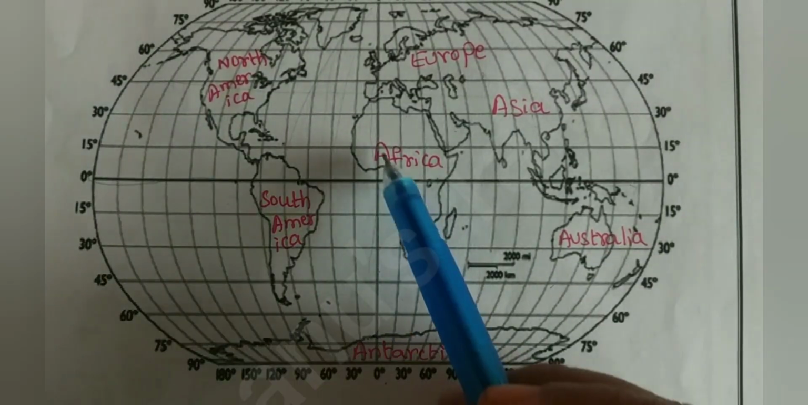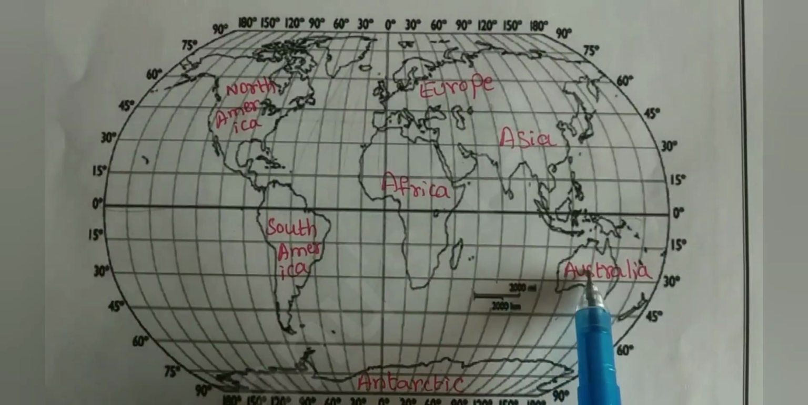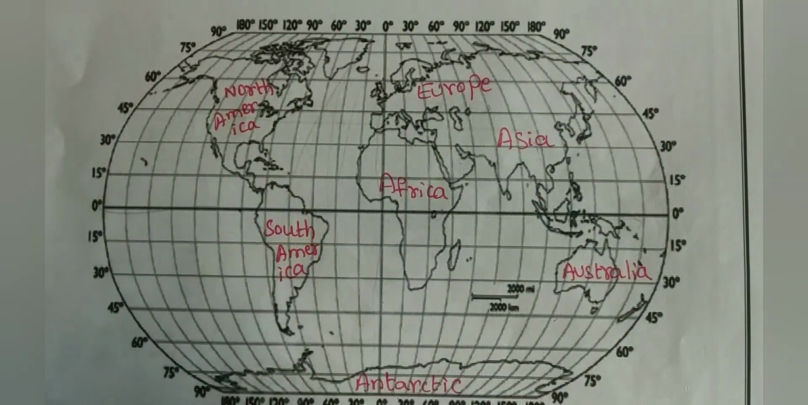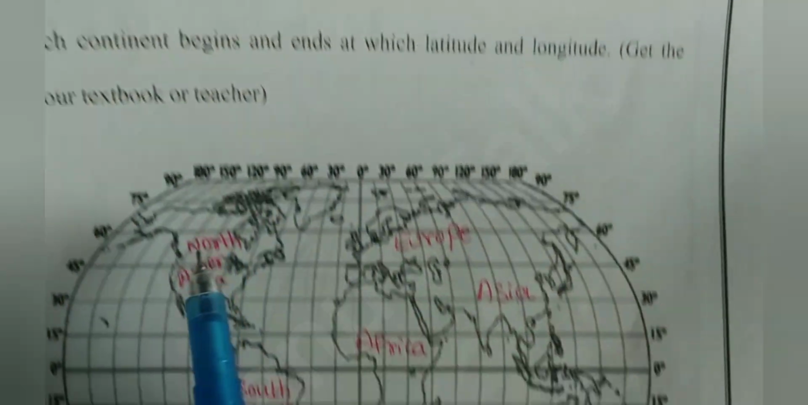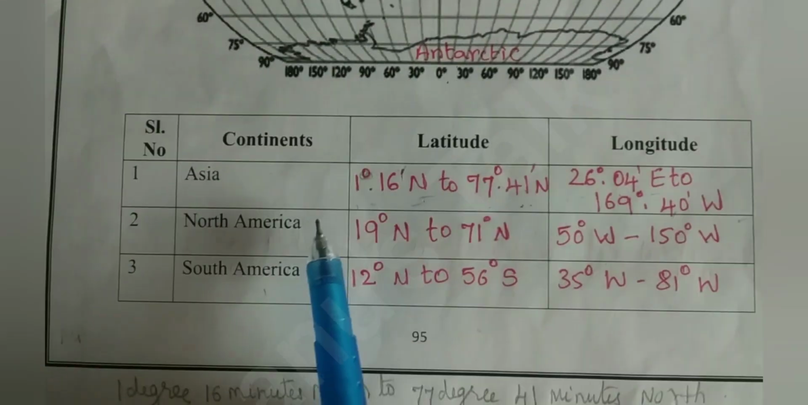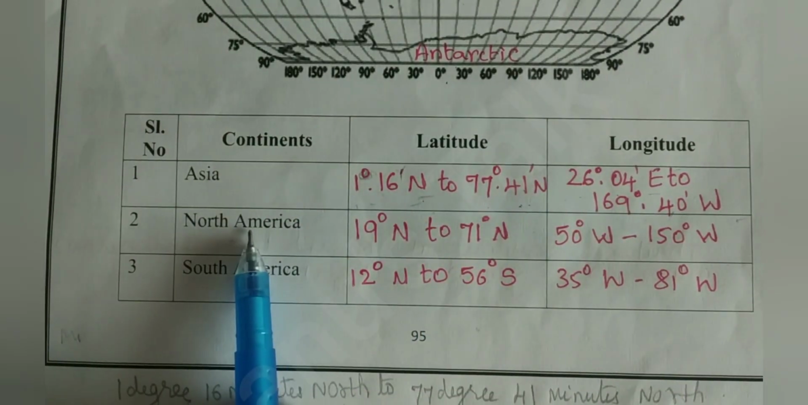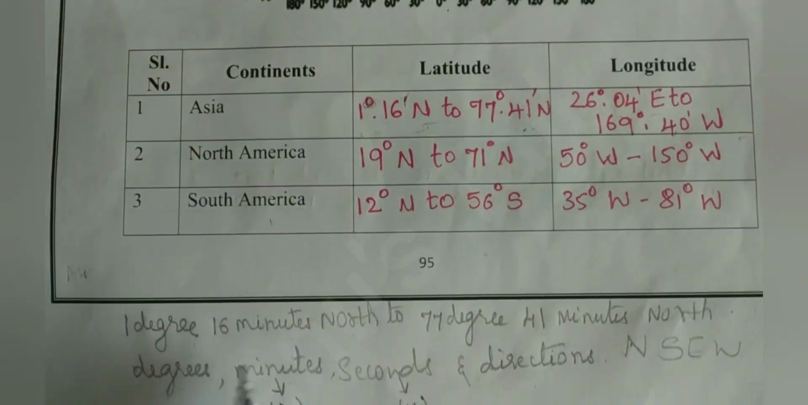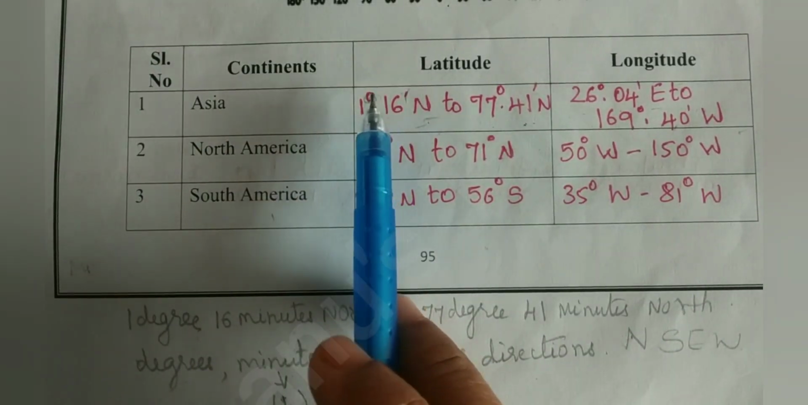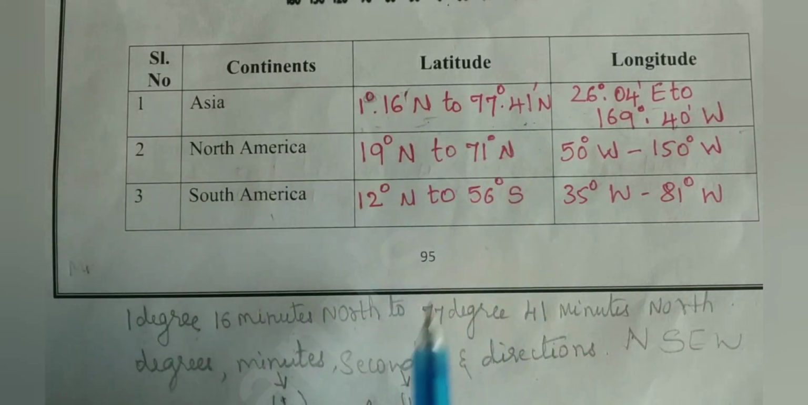This is prime meridian, this is equator, and you have to locate the continents. You have to write these continents: Asia, latitude, longitudes, and North America and South America. First I will tell you how to read. Here it is given 1 degree 16 N to 77 degree 41 N.